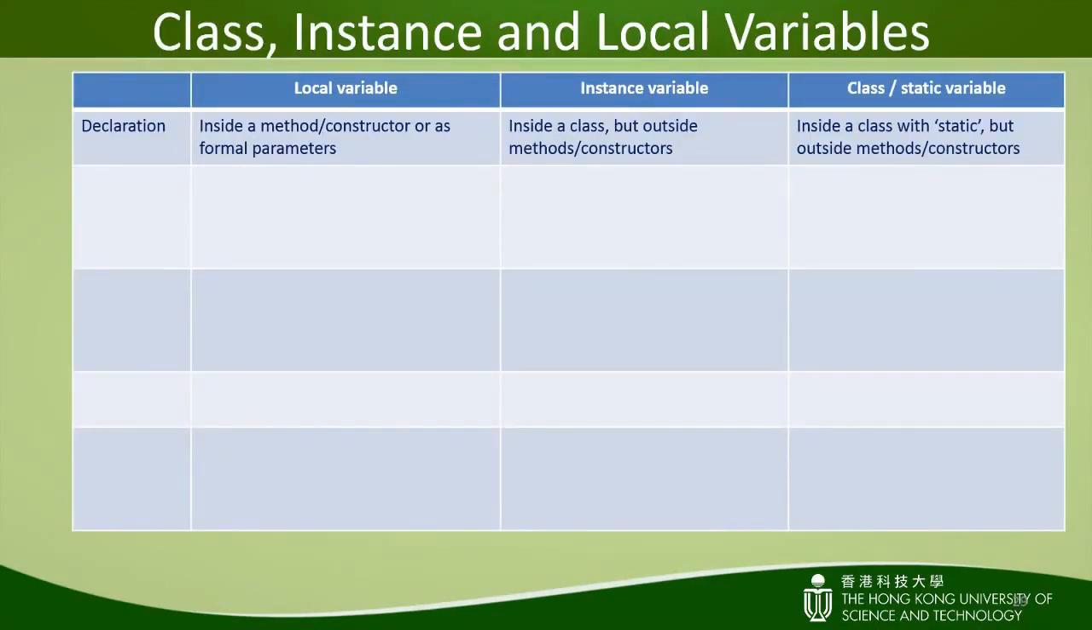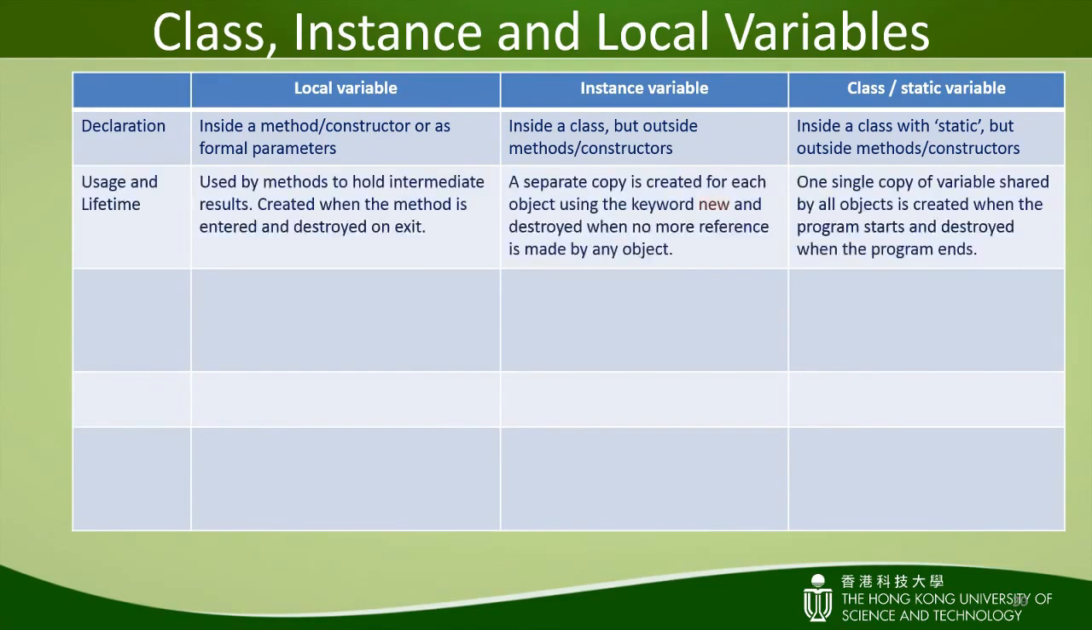Let me use the table here to summarize our discussions on class, instance, and local variables. Local variables are declared inside a method or constructor. Parameters used in a method or constructor are also local variables. Class and instance variables are declared inside the class but outside methods or constructors. In the case of class variables, the keyword static is used.